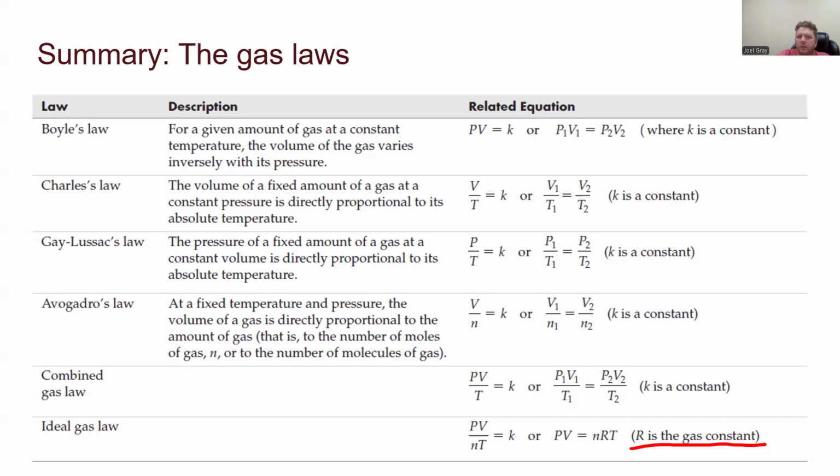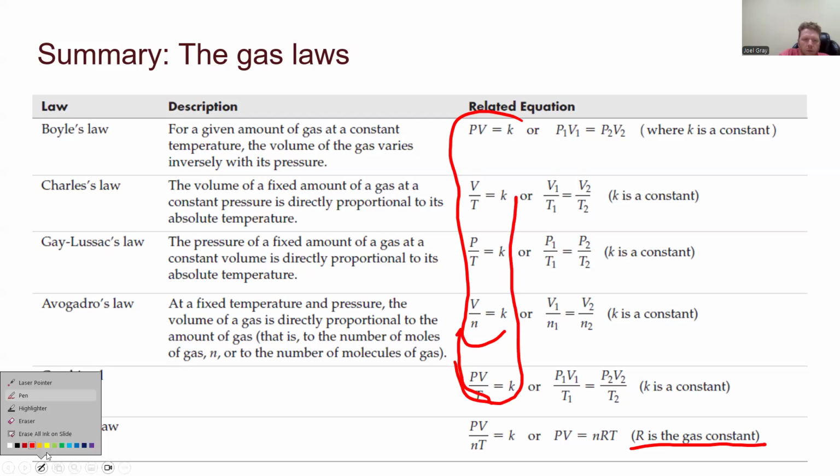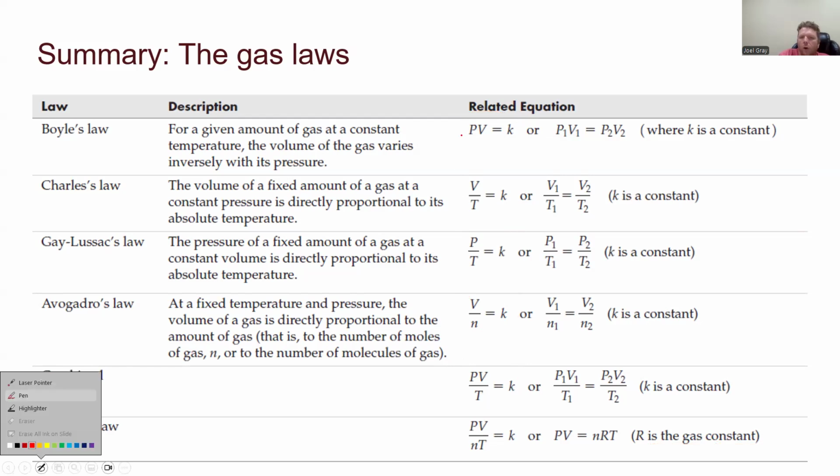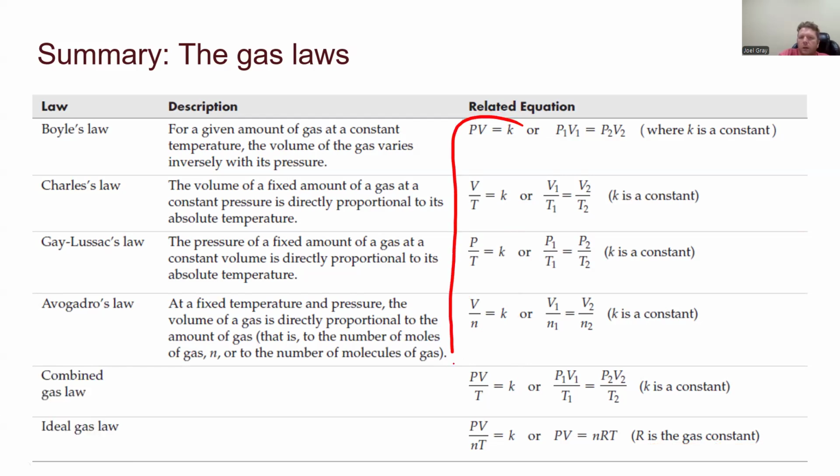Now, one thing that is common amongst Boyle's, Charles's, Gay-Lussac's, and Avogadro's law, and the combined gas law, is you can rearrange all of these equations and set them equal to K. K is just kind of a placeholder for constant. And it's basically just a measure of the ratio of these two things to one another.